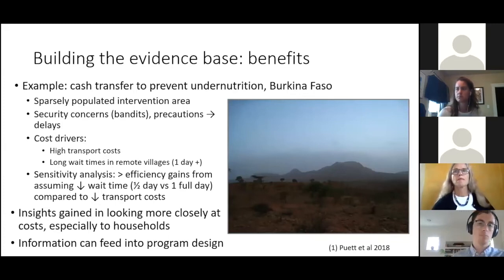We conducted a sensitivity analysis, and because we had measured household costs, we could assign a monetary value to the time spent by beneficiaries waiting for distributions. And we found that larger efficiency gains actually came from reducing beneficiary wait times compared to a potential reduction in transport costs. So this provides a good example of the insights we can gain when looking closely at costs, and especially at household costs, and shows that the information can feed into program design.